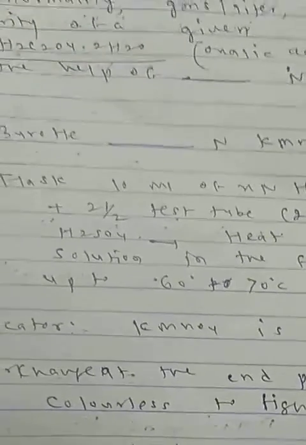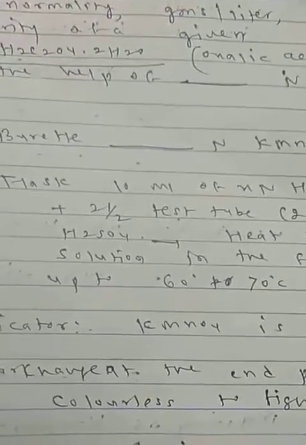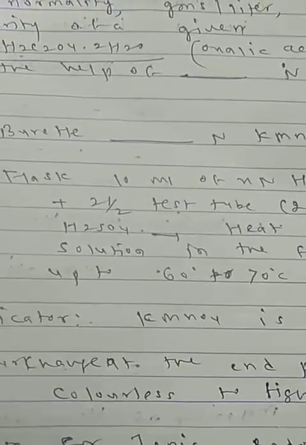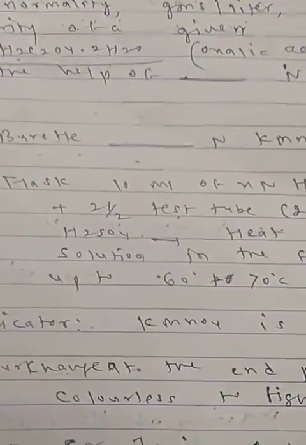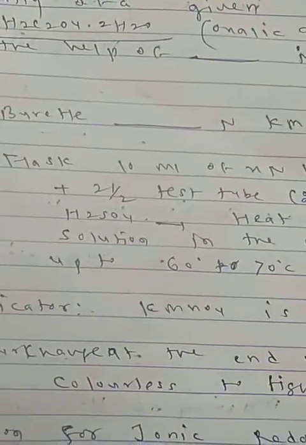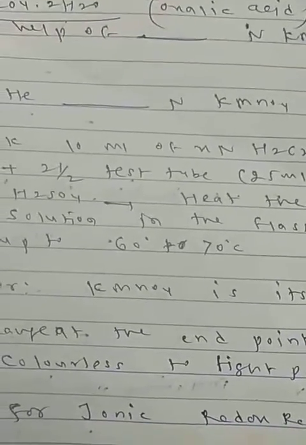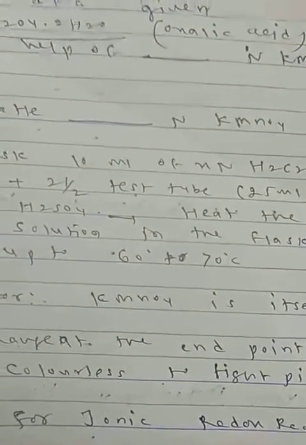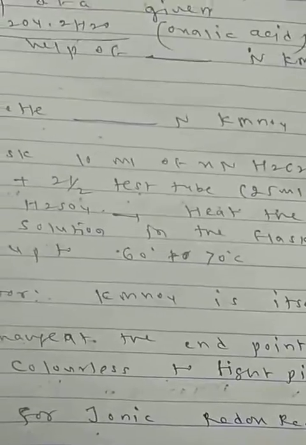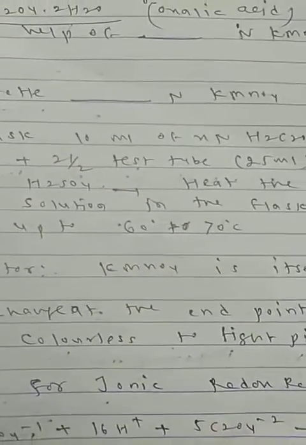What is the difference? Generally we are not heating, but in this oxalic acid we have to increase the rate of reaction. At normal temperature the rate of reaction is not going to increase, so we have to heat. After heating the rate of reaction will increase and the reaction will start. So we have to heat the solution in the flask, meaning 10 ml oxalic acid plus 25 ml H2SO4. How? I will show you in the demo when I complete this theory. Heat the solution in the flask up to 60 to 70 degrees temperature.